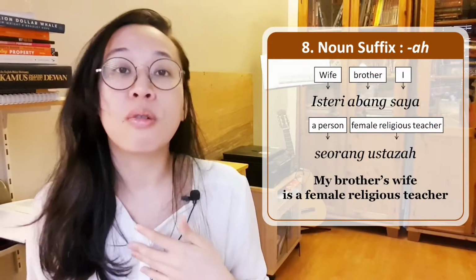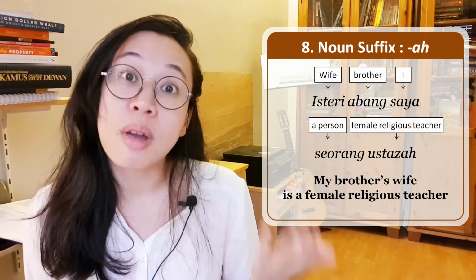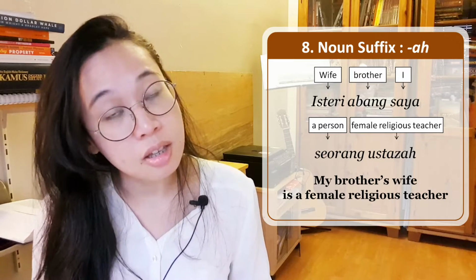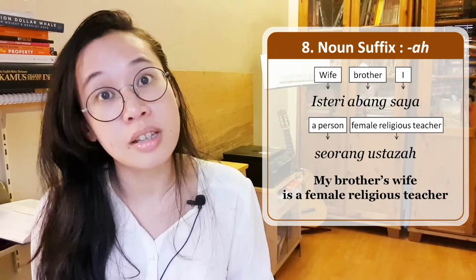Okay, so an example is: isteri abang saya seorang ustazah. My brother's wife is a female religious teacher. Isteri abang saya seorang ustazah. Okay, I'm so glad that one's done.